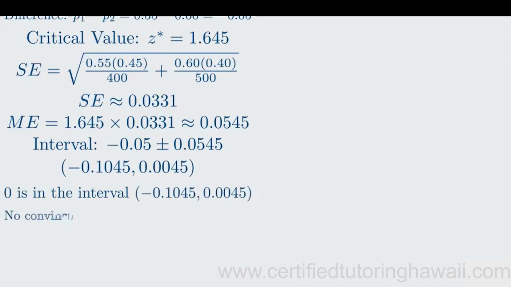Because 0 is a plausible value for the difference, we do not have convincing evidence that there is a true difference in support for the law between the two states at the 90% confidence level. Even though State Y looked higher in our sample, the difference was small enough that it could have just been due to sampling variability.